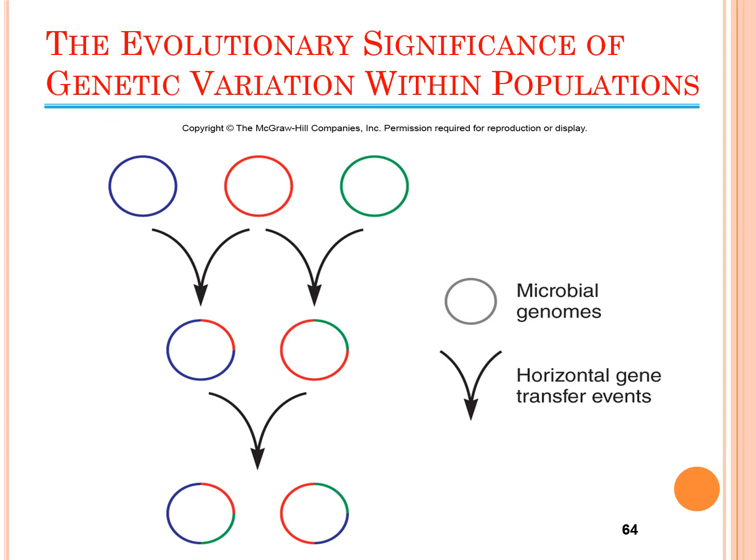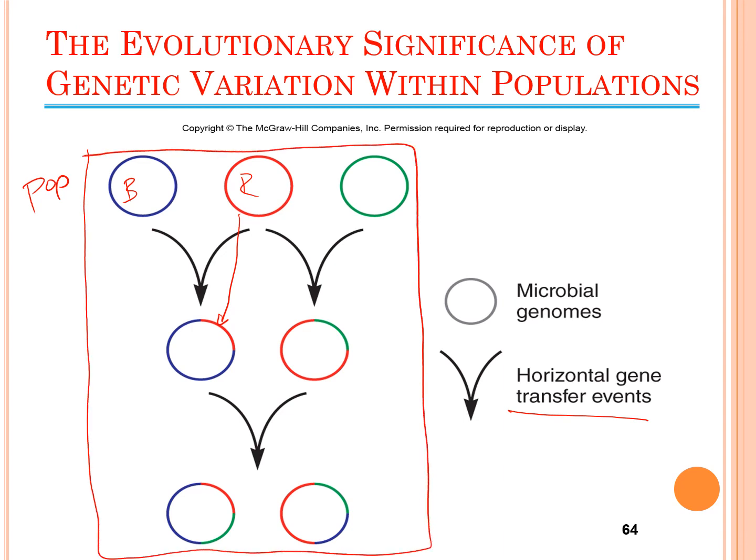So this is a diagram trying to illustrate horizontal gene transfer. Now, what I want you to pay attention to is that these arrows do not represent sexual reproduction. So this is not generation 1, generation 2, generation 3. Bacteria do not reproduce sexually. What's happening here is that we have the blue bacteria meets the red bacteria, and red shares a portion of its chromosome with blue. But this is all within a single generation.